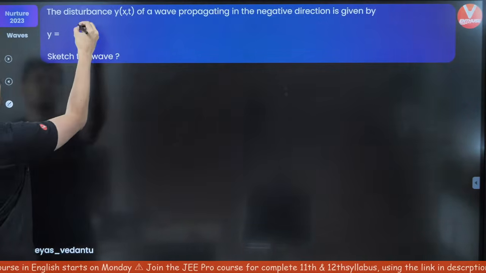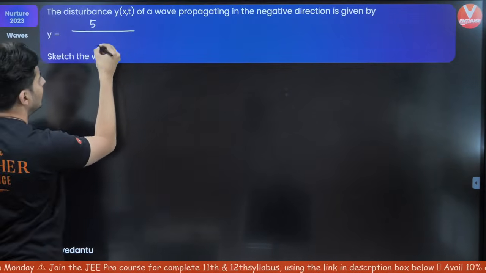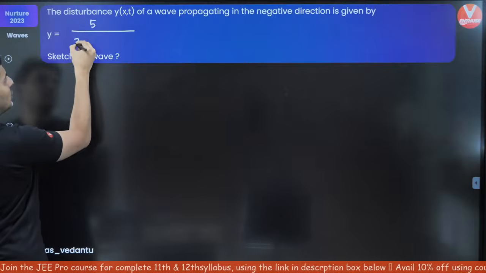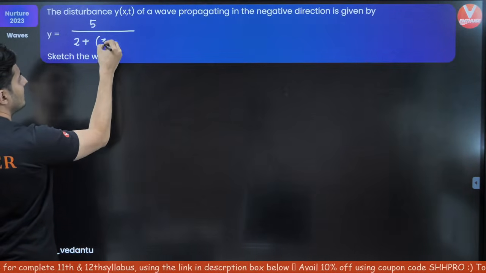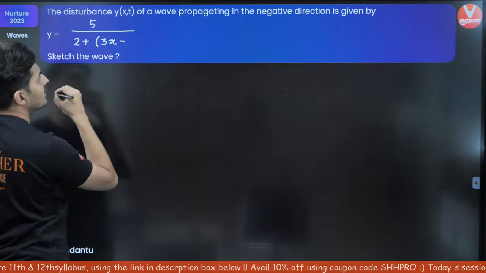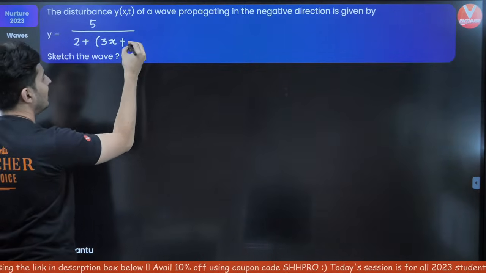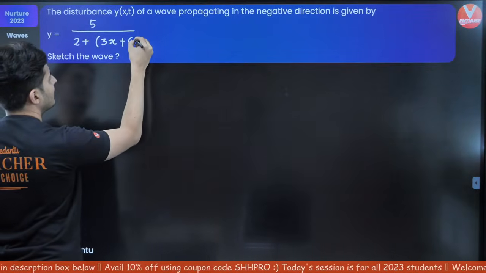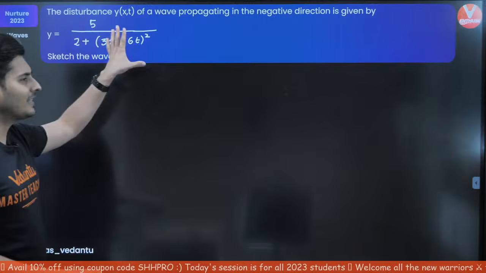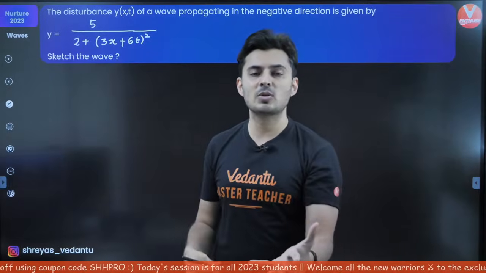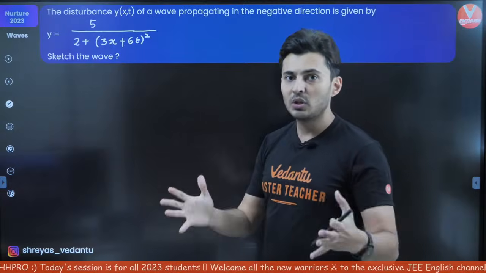Let's just write it down. Maybe a generic equation. I'm just going to give it to you randomly. 5 divided by, maybe 2 plus, let's say 3x, it's going in the negative direction. If it's going in the negative direction, that means I need to put a plus. And let's say I have 6t square. Very interesting equation. Let's see how many of you can think how the wave looks like in your sketchbook, in your rough book, in your notebook, whatever you are using right now.